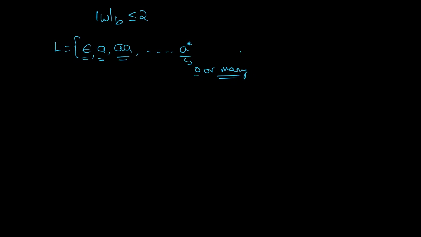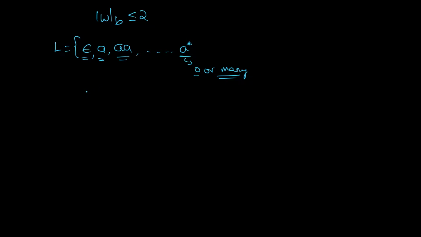So if the number of B's in each string is at most 2, if this is the condition, the language would include epsilon, because epsilon has 0 B's. A has 0 B's, and the string AA has 0 B's. For that matter, any number of A's, it can be A star. A star is 0 or many A's.